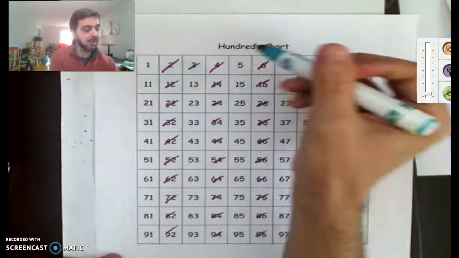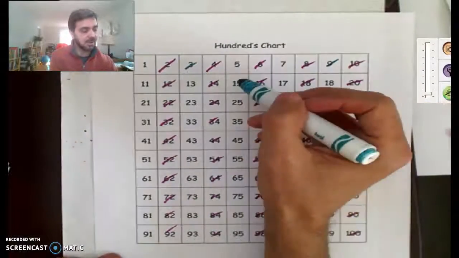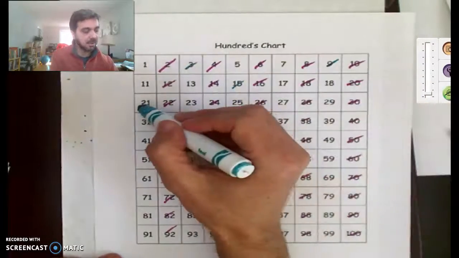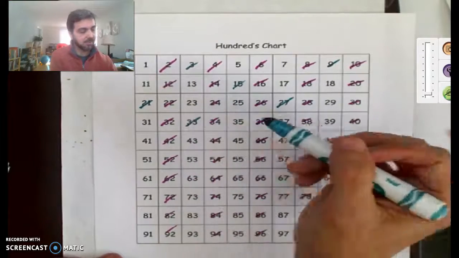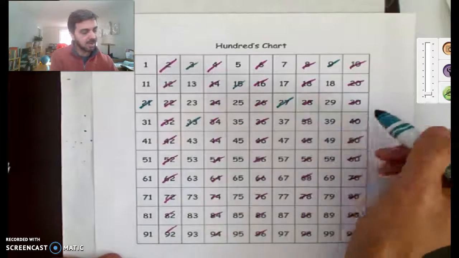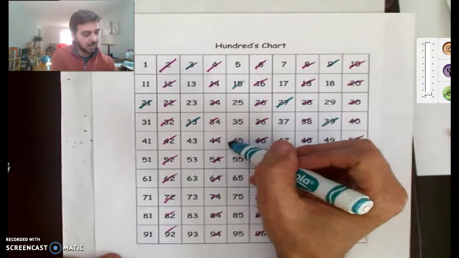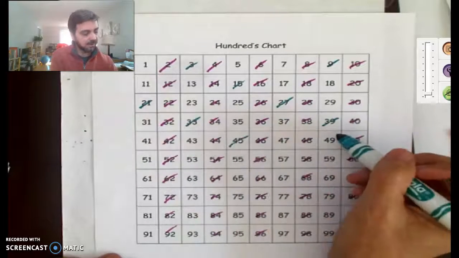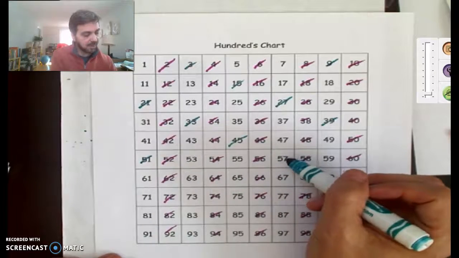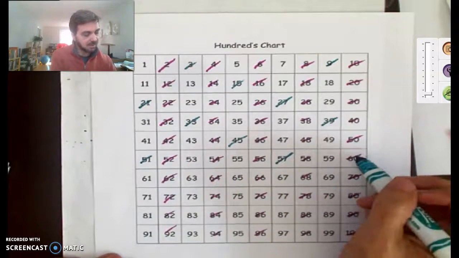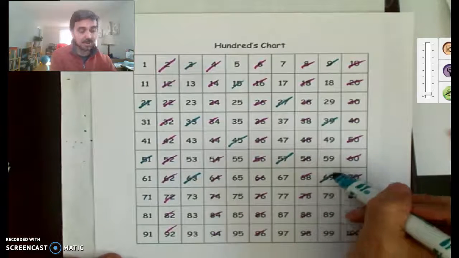Now let's go to the 3s. Let's cross off the 3s. 3, 6 is already done. 9, 12 is done. 15, 18 is done. 21, 24 is done. 30 is done. 33, 36 is done. Okay, 39. 42 is done. 45. 48 is done. 51, 54, 57 needs to be crossed off. 60 is done. 63, 66, 69.